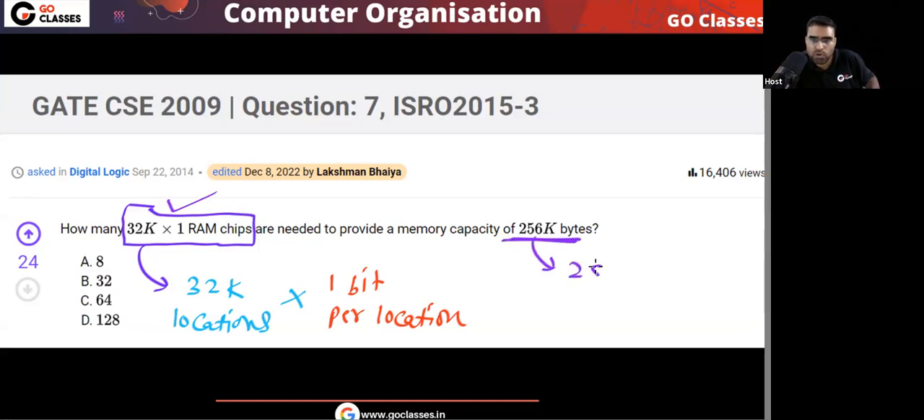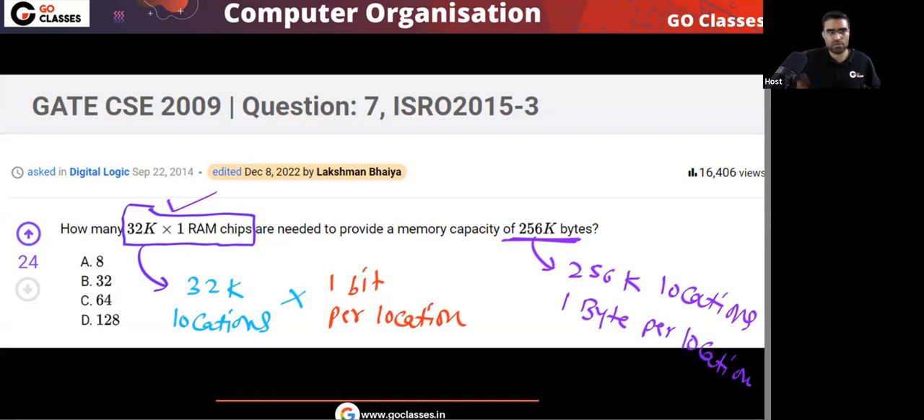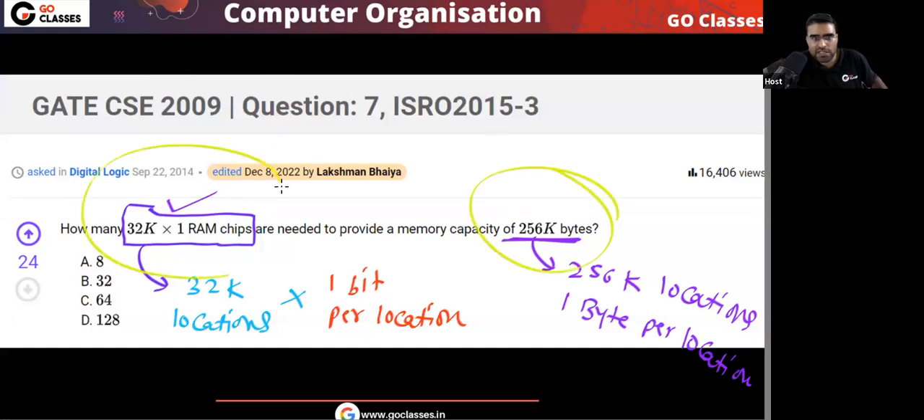256K bytes. So that many locations, and 1 byte per location. This is what you want. Is this clear? So how many of these chips will be needed to get this capacity? The answer is very simple. Just divide this by this.